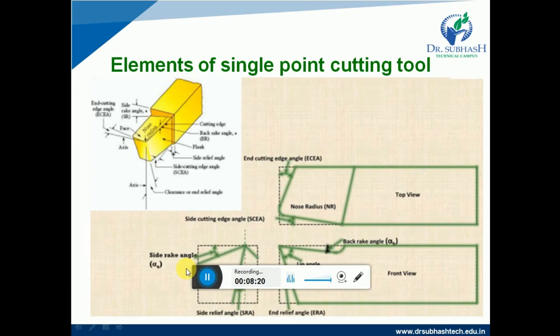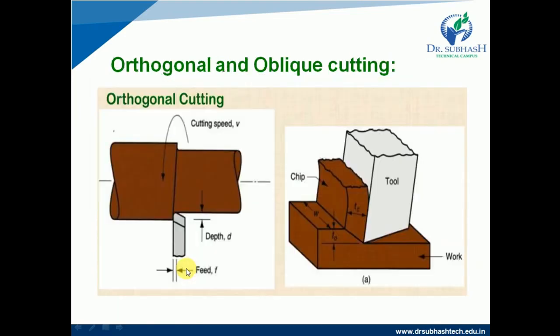Now application of the single point cutting tool: it is used in several machines for producing flat surfaces, like lathe, shaper, planer, etc. Understand? So this is the single point cutting tool, we can say. Now orthogonal and oblique cutting. Orthogonal and oblique cutting.